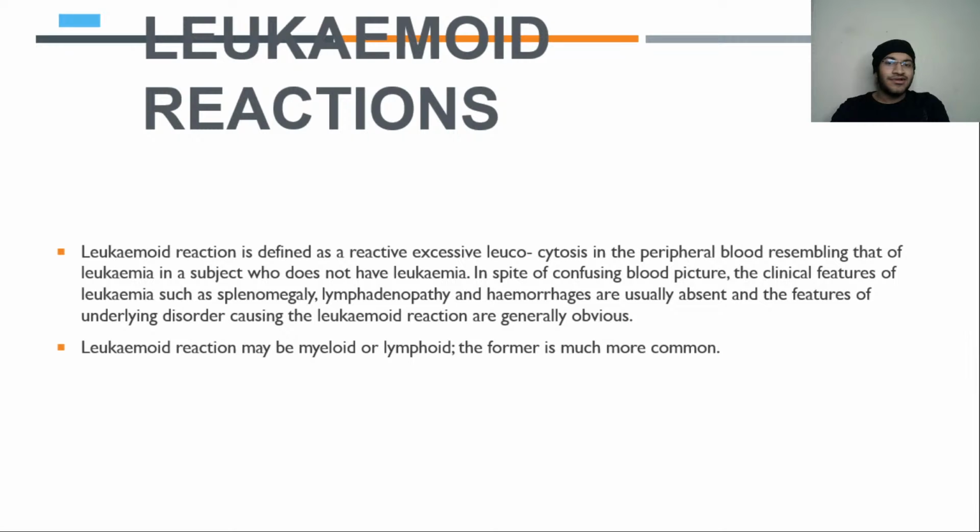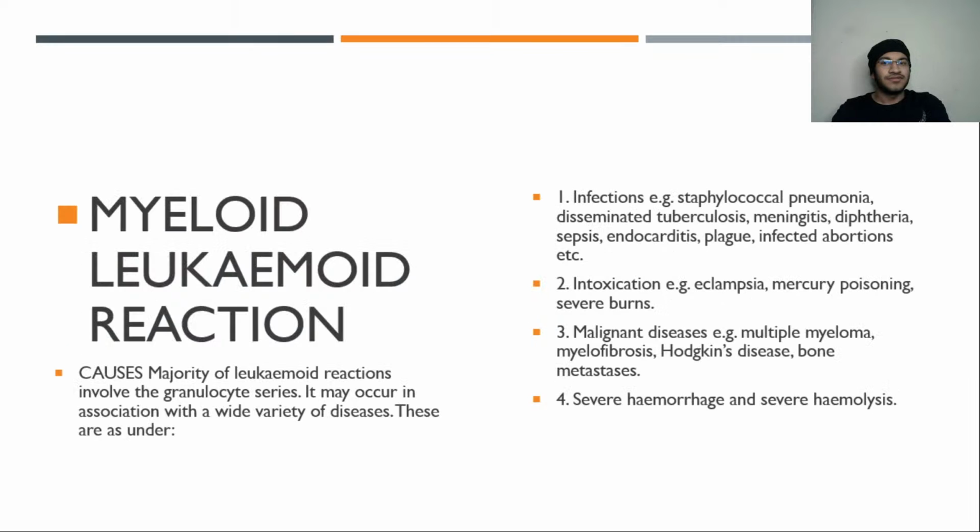So a leukemoid reaction may be myeloid or lymphoid, and the former is much more common. Myeloid leukemoid reaction causes: the majority of leukemoid reactions involve the granulocyte series, and they may occur in association with a wide variety of diseases. First is infections: staphylococcal pneumonia, disseminated TB, meningitis, diphtheria, sepsis, endocarditis, plague, infected abortion. So these are the various infective etiologies that can cause myeloid leukemoid reaction.